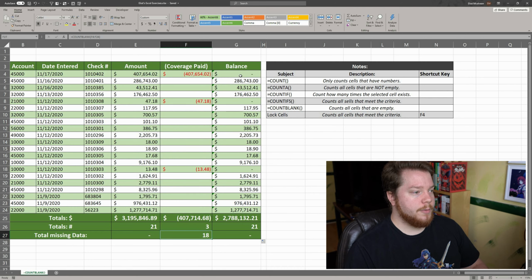And again, over here in the balance, even though our coverage paid made it so our balance is equal to 0, those cells are not empty technically, so that's why we're still having a 21 on the COUNTA formula and a 0 on the COUNTBLANK formula.